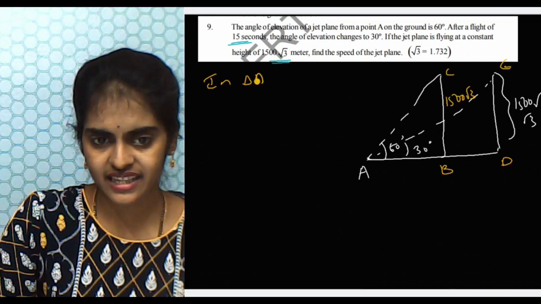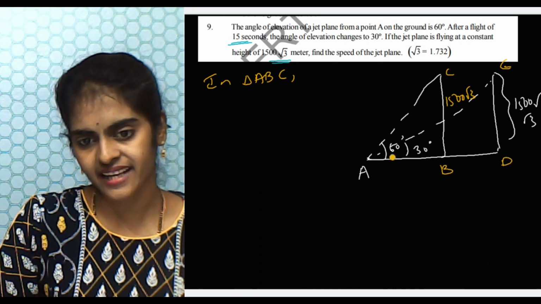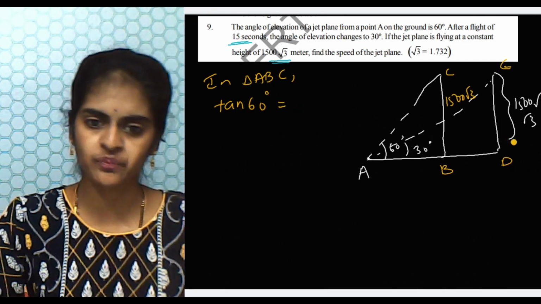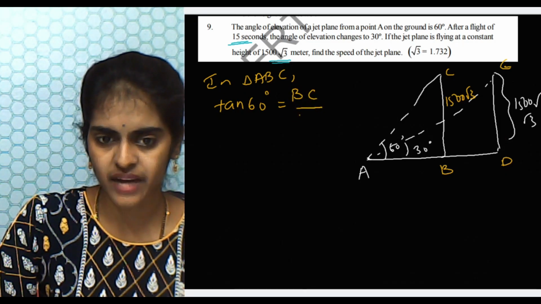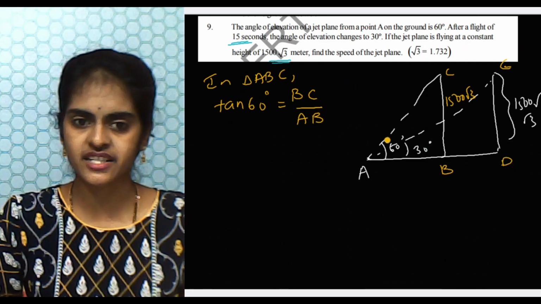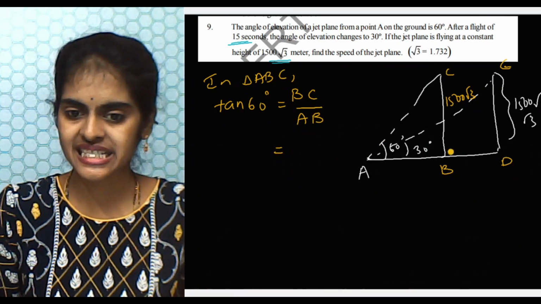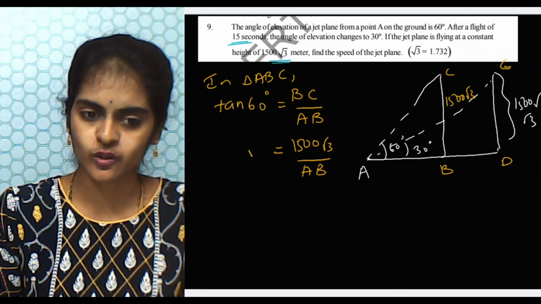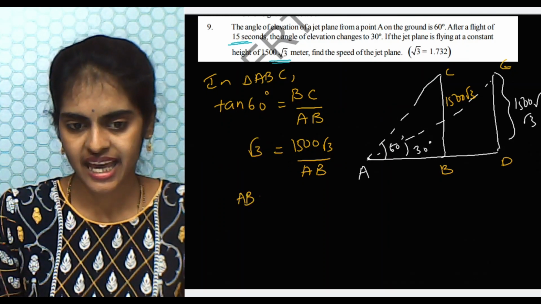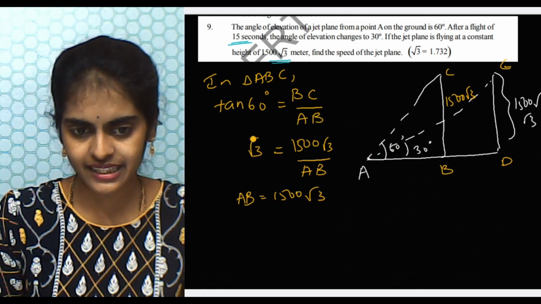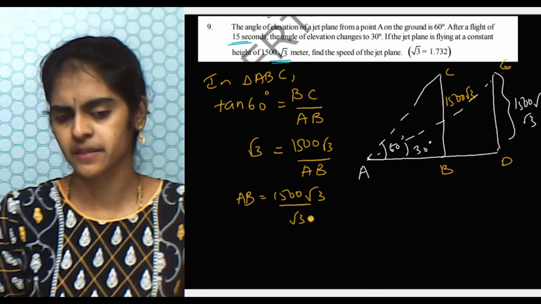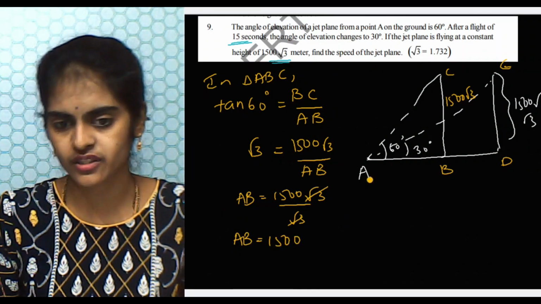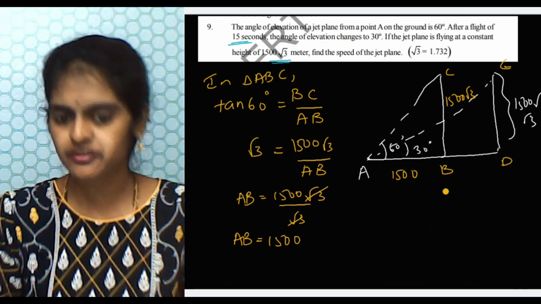So in triangle ABC, this angle is how much? It is 60 degrees. So tan 60 degrees is equal to BC by AB. So BC is 1500 root 3 by AB. Tan 60 is root 3. So what is AB? AB is nothing but 1500 root 3 divided by root 3. Simple cross multiplication. So root 3 gets cancelled. So you are getting AB as 1500. So this distance AB you got as 1500.